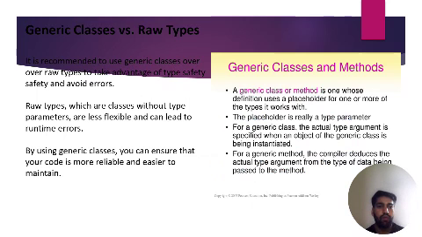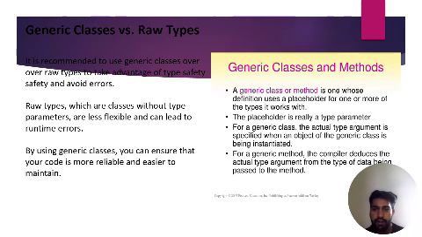Now we will see generic classes versus raw types. It is recommended to use generic classes over raw types to take advantage of the type safety and avoid errors. Raw types, which are classes without type parameters, are less flexible and can lead to runtime errors. By using generic classes, you can ensure that your code is more reliable and easier to maintain.